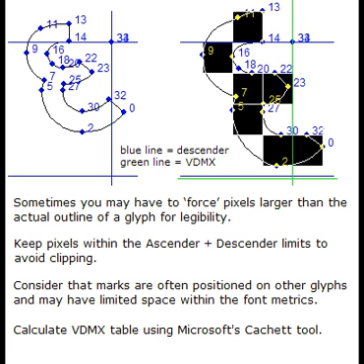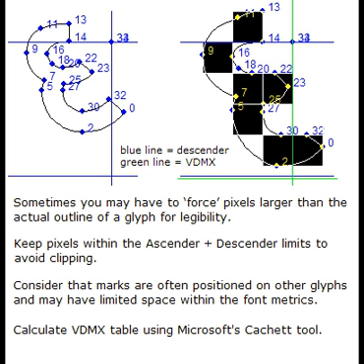Sometimes you have to force pixels outside the actual outline of a glyph for legibility. While this can be useful, be aware of clipping. Fonts are designed with ascender and descender values and appear in VTT as blue lines, and when pixels are forced outside these values, they may be clipped or not displayed at all.